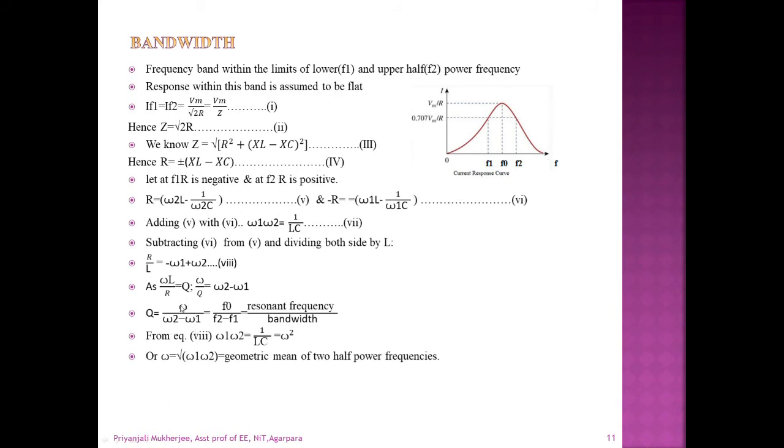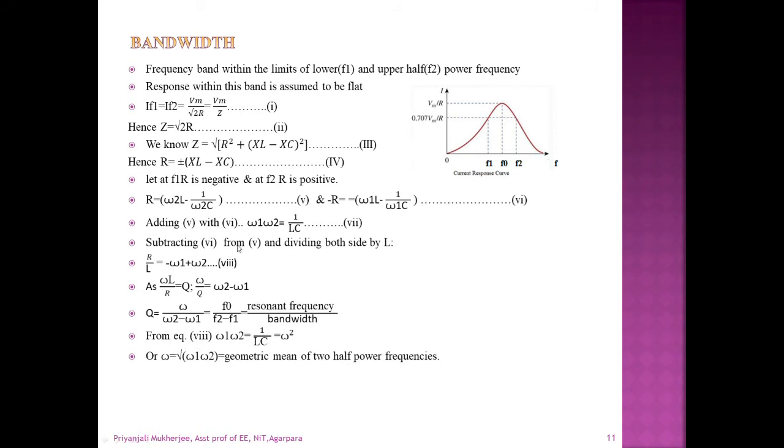That is, omega is 2 pi F, and omega 2 is 2 pi F2 minus 2 pi F1. So 2 pi can be cancelled out in both numerator and denominator. So it becomes the resonant frequency by the bandwidth. In this way, we can relate the Q factor with the bandwidth, and the Q factor is the ratio of resonant frequency by bandwidth.